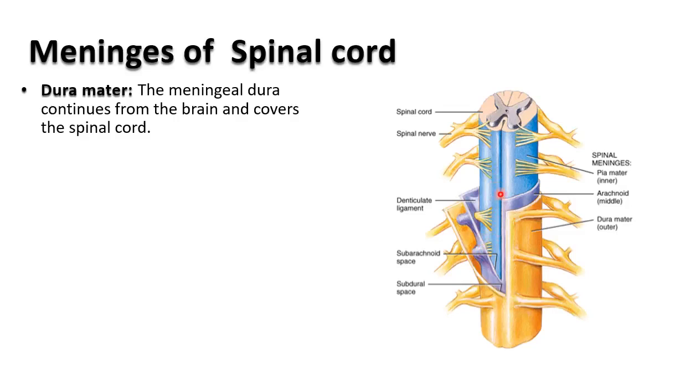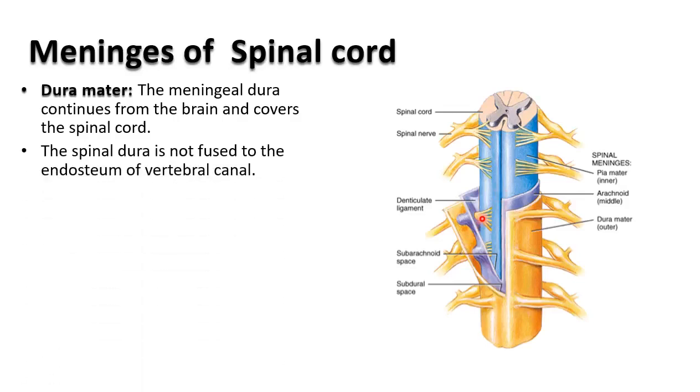So the arrangement is almost the same. Deep to the dura mater, you have the subdural space. Deep to the arachnoid mater, you have the subarachnoid space, which is filled with cerebrospinal fluid. Now, the spinal dura is not fused to the endosteum. In the cranium you have the meningeal layer and the endosteal layer, but here you do not have that endosteal layer fusing to it. Only a single layer, the spinal layer of the dura mater, is present.